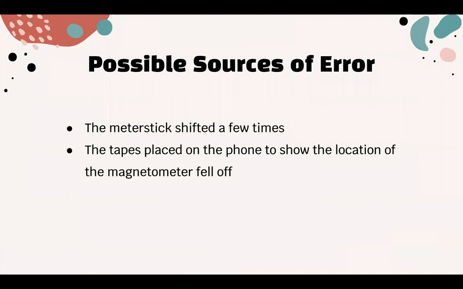Some possible sources of error for this lab were that the meter stick shifted a few times and the tapes that were placed on the phone to show the location of the magnetometer fell off.